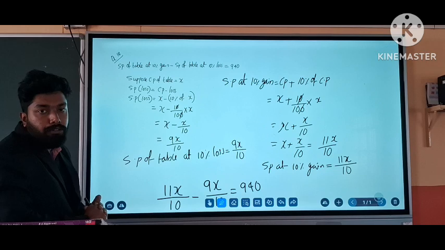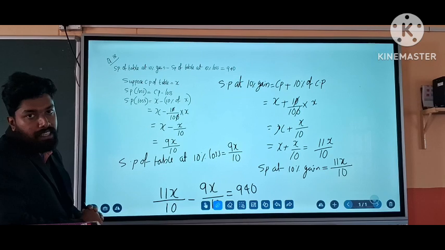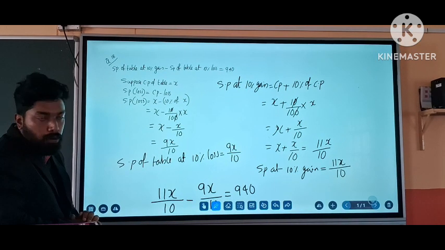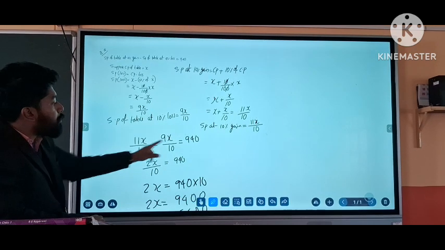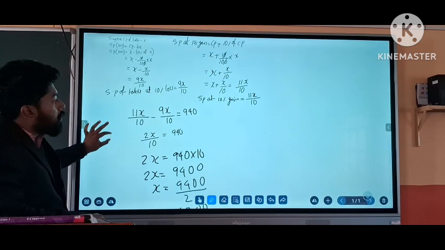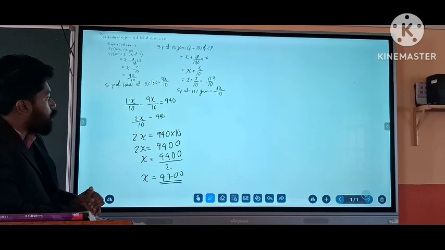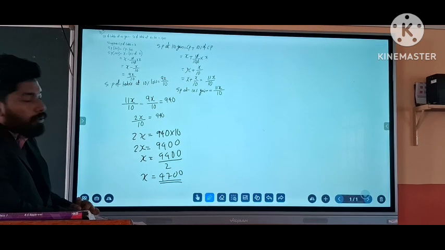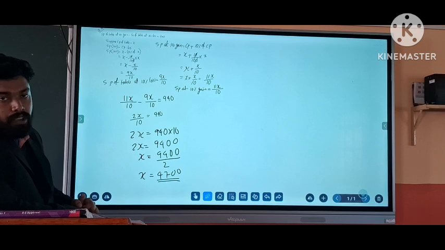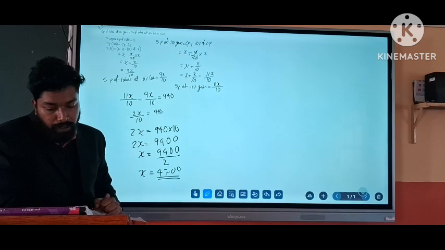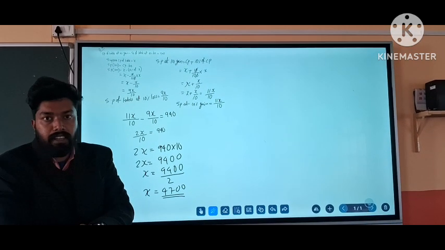From that we are going to find out the selling price in the case of 10% gain and the selling price at 10% loss. We get these two equations, and it is given that the difference between them is 940. So applying that, we have 11x upon 10 minus 9x upon 10 is equal to 940, that is 2x upon 10 is equal to 940, 2x is equal to 9400, x is equal to 4700. So x is our cost price. In this question we wanted to find the cost price of the table, and we found that it is equal to 4700. Is it clear?